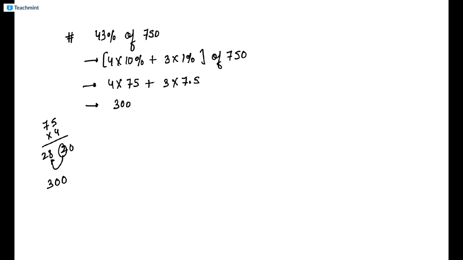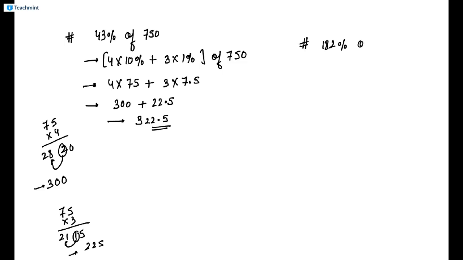It's 300. So what is 7.5? Again into 3. Again just do 75 into 3 and just add. It is 15 and it is 21. So this one will get carried. I told you 225. Just remember my speed mathematics calculation. You will come to know that. So it is plus 22 because it is 22.5. So if you do that, 322.5 is the answer of 43 percentage. Is it clear? Do one more question for more practice.